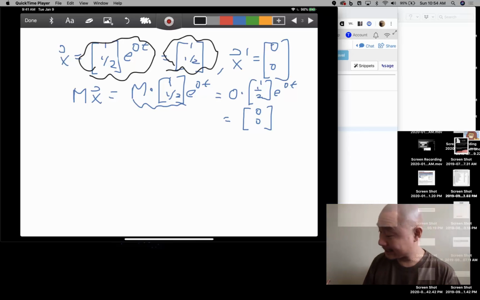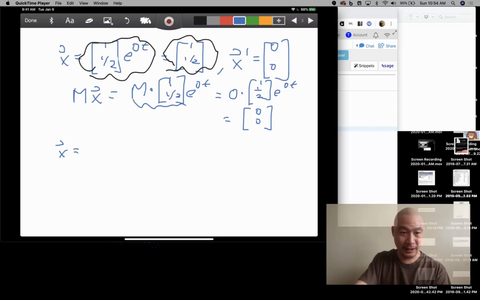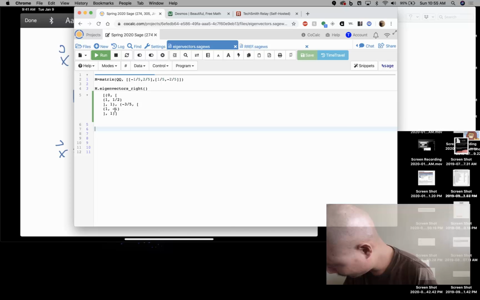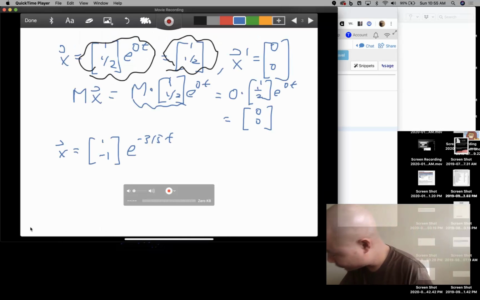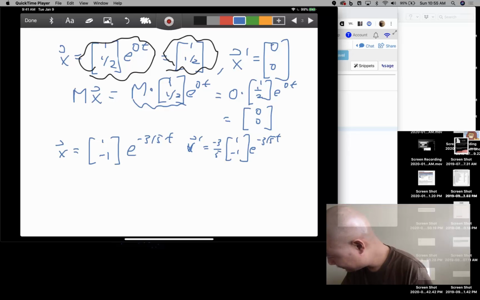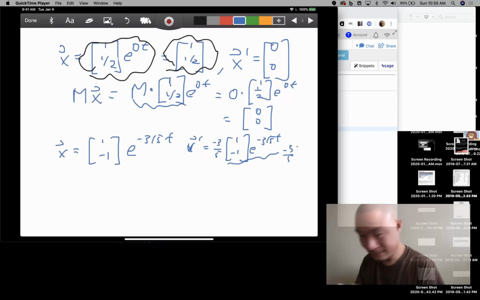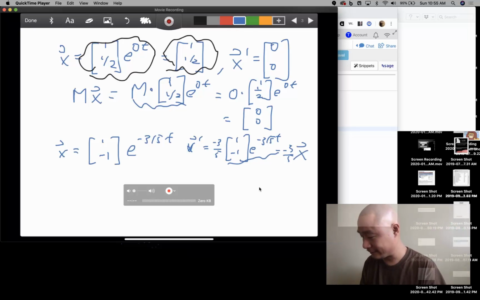Great. My claim is that another solution is that vec x is going to be equal to, and we look over here, 1 minus 1 e to the minus 3/5 t. Right? And this time we got it right. If that's the case, then the derivative of x, with the chain rule, should be minus 3/5, 1, -1, e to the minus 3/5 t, which is minus 3/5 times vec x. So the whole thing is equal to minus 3/5 vec x when you take the derivative.